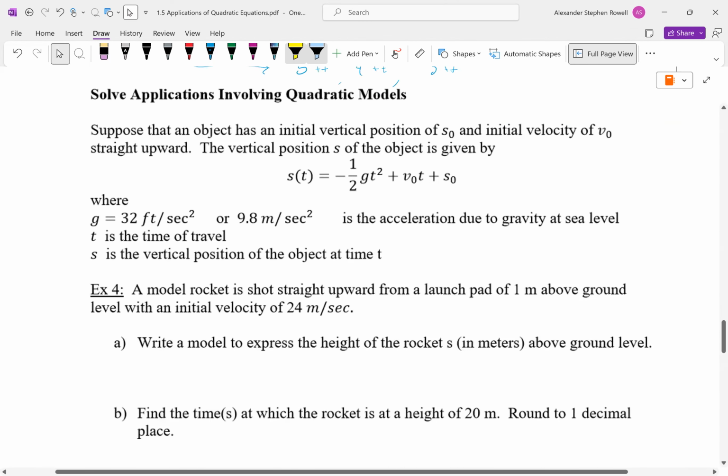Solving applications involving quadratic models. So a common, have you guys taken physics? Yeah. All right, are you used to projectile problems? So when I throw something in the air, what's the shape it makes? A parabola? Okay. And parabolas are quadratics.